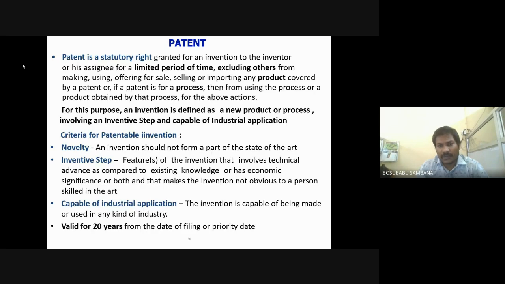From the granting date, it is nearly 20 years from the filing date, excluding others from making, using, offering for sale, selling, or technology transfer or commercializing any product covered by the patent. Generally, a patent is a process.